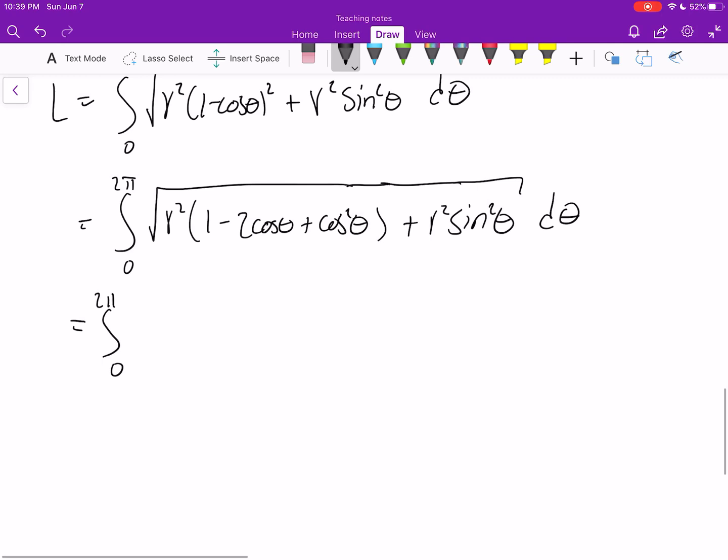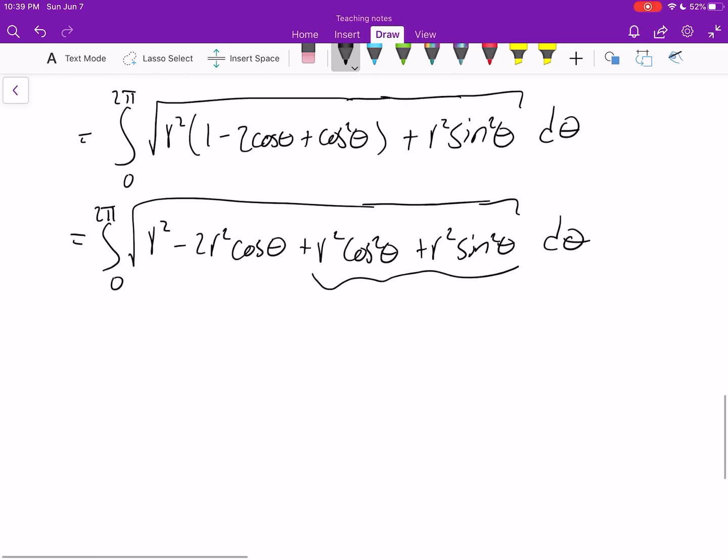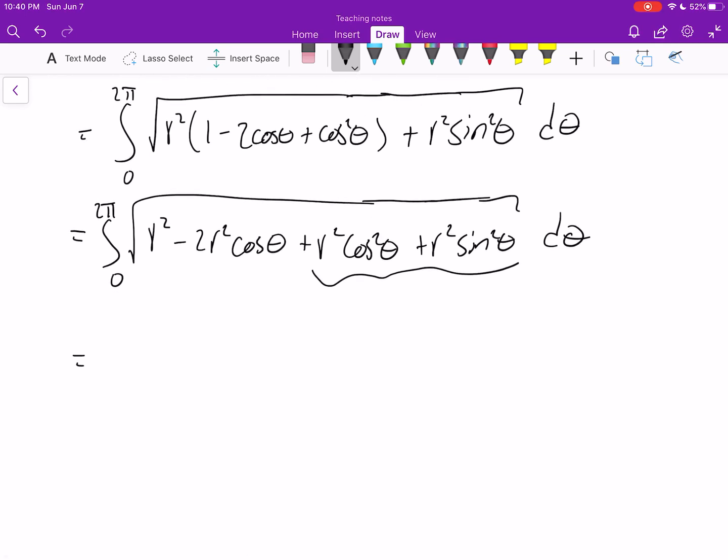Keep going, just simplifying. So this is going to be r squared minus 2r squared cosine theta plus r squared cosine squared theta. I don't know why I keep trying to write that as sine there. Plus r squared sine squared theta, d theta. This stuff here, I can factor out an r squared, and that's cosine squared plus sine squared. So that's just going to be an r squared there.